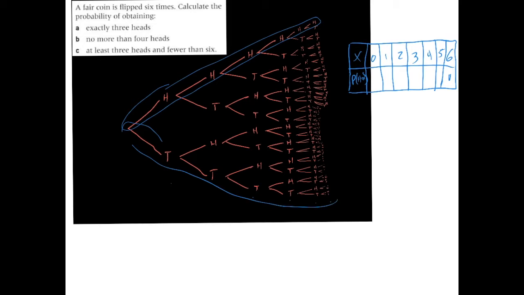Now, you can go through and you can count those up, right? I know that there's only one way to get all heads, right? To get 6 heads. Similarly, there's only one way to get all tails. There's only one, right? To get no heads. Okay, how many ways are there to get 1 head? So there's 6 different ways.